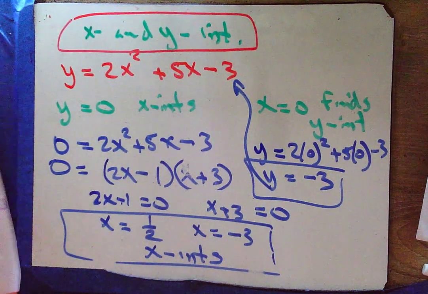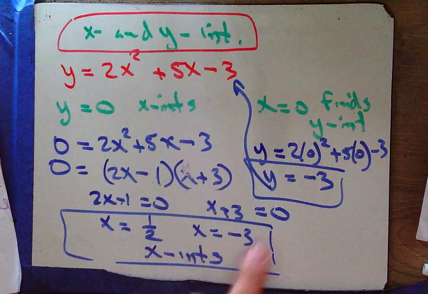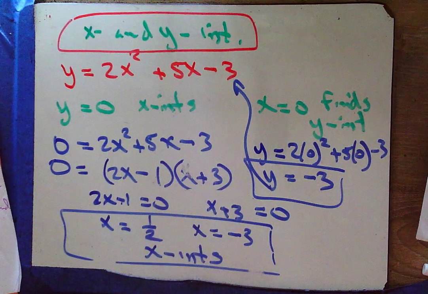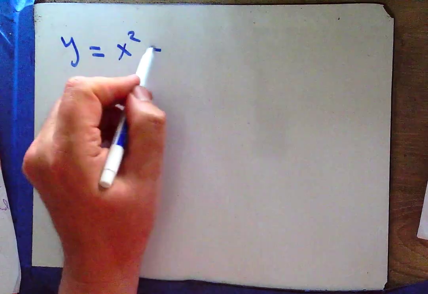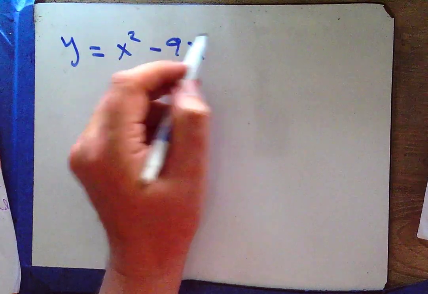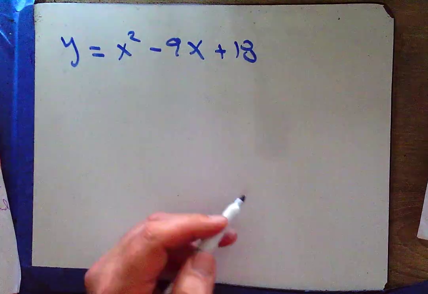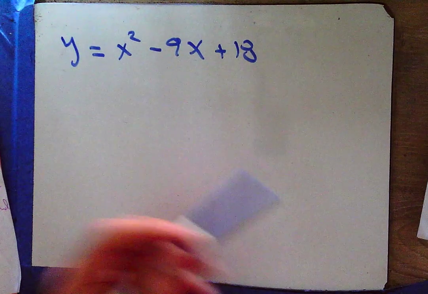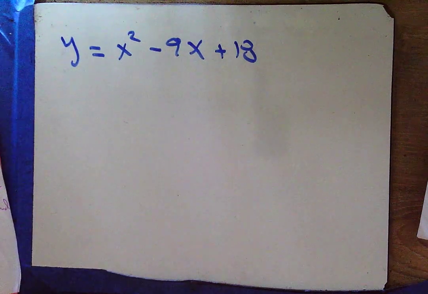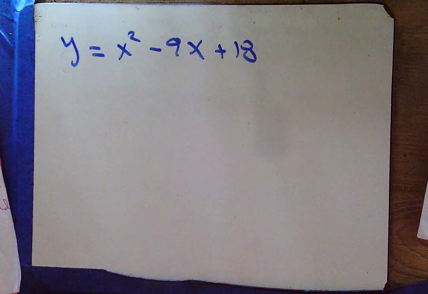I may not require this because not all parabolas have x-intercepts, but there'll be a lot of people who want to see that you can find x-intercepts. So why don't you please find the x-intercepts here? Y equals x squared minus 9x plus 18. Okay? Find the x-intercepts, find the y-intercept, and why don't you graph it while you're at it? Okay? Pause the video, come back when you're done.